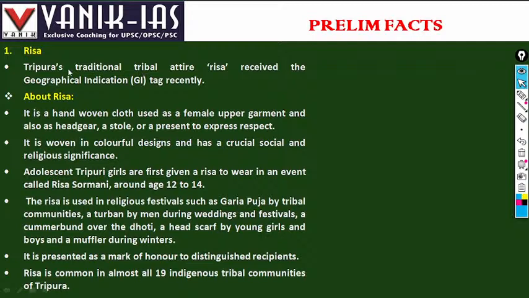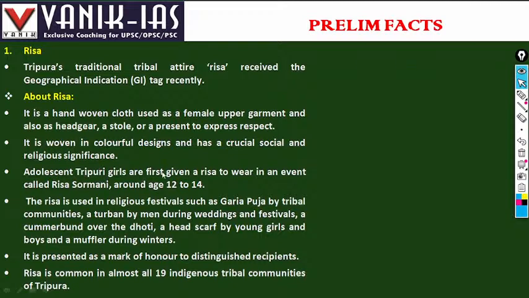Then next is Risha. Tripura's traditional tribal attire Risha received the geographical indication tag recently. It is a hand-woven cloth used as a female upper garment and also as a headgear, a stole, or a present to express respect. It is woven in colorful design and has a crucial social and religious significance.